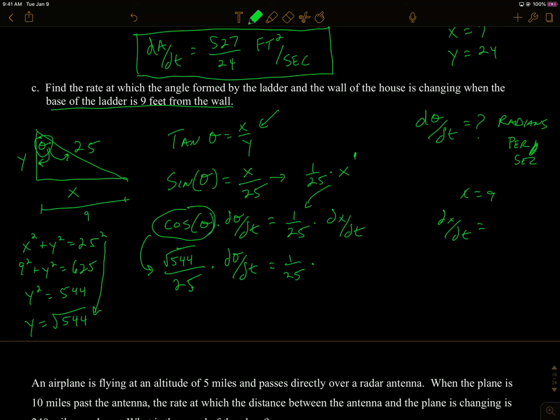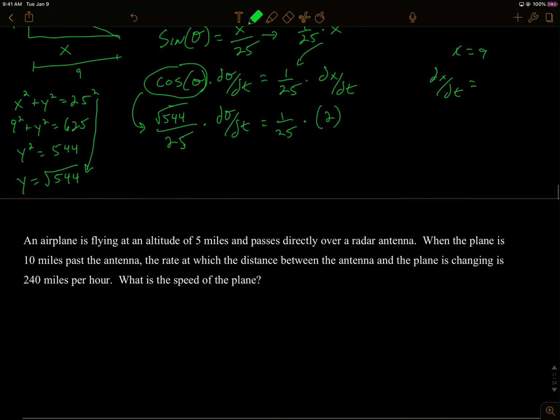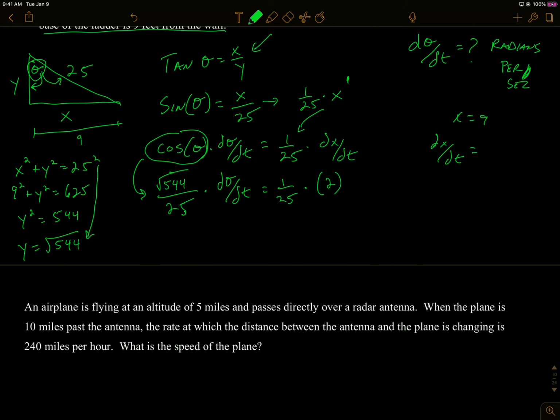1 over 25 times dx dt is 2. They told us that in the original problem stem up here. It's the rate of 2 feet per second. That's how fast it's moving away. So now I can solve for d theta dt. You can pause the video here and see if you can do that. You're going to multiply this out, and then multiply both sides by the reciprocal of that fraction. So you can pause the video and do that.